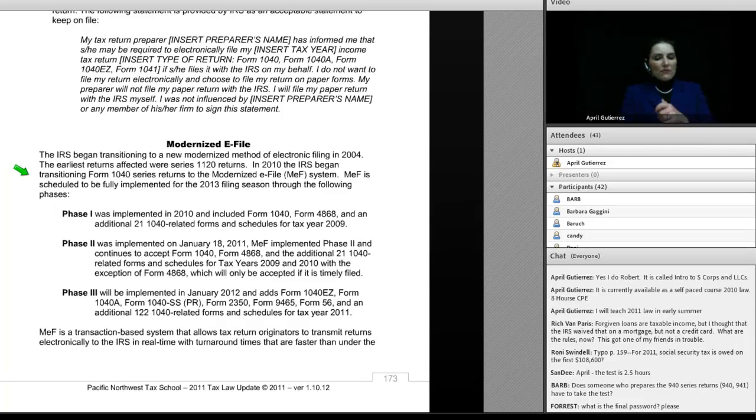Minutes left. I'm going to power through the last couple of things I need to cover with you. The first one is Modernized E-file. Whether you know it or not, the IRS has moved over to a new system of electronic filing, and it is great. The old legacy system of e-filing was in place for over 20 years, and it was very restrictive in how it took tax returns in and how quickly the IRS could process them.